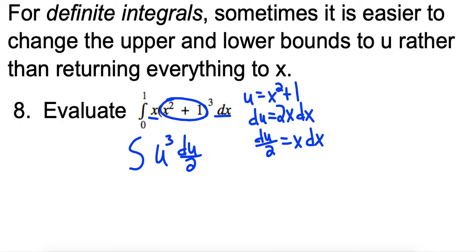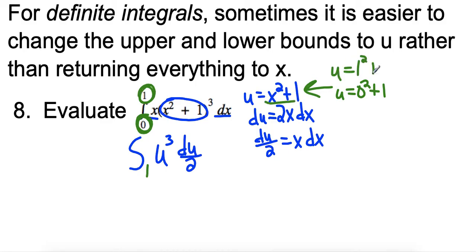Now, what I'm going to do next is turn these into u values, and then I'm just going to leave the entire problem in u's. So remember, here's my formula for u. My lower bound is going to be when I plug in 0, because this is a 0 x value, so 0 squared plus 1 is 1. So my lower bound is now going to be 1. My upper bound, I'm going to take that same u formula and plug in that 1 for x, 1 squared plus 1, which is going to be 2. And since I have changed those to u values, I am not going to go back to x's at all in this problem.